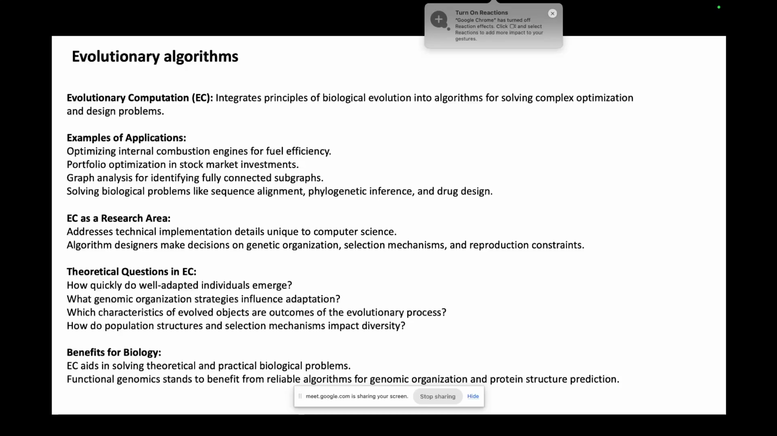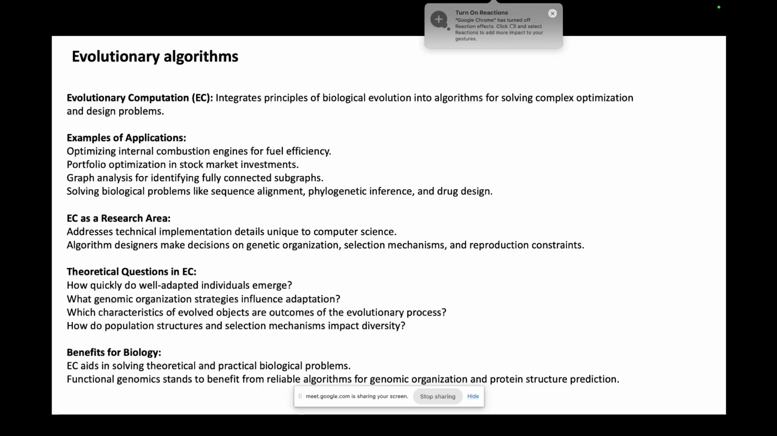So what all things can you optimize? For example, you can form an optimization model and get an equation for internal combustion engines and optimize it for fuel efficiency. Or you can optimize graph theory analysis using evolutionary computation to find fully connected subgraphs inside a bigger graph. You can also use it to solve biological problems like sequence alignment, phylogenetic inference, drug design, etc.